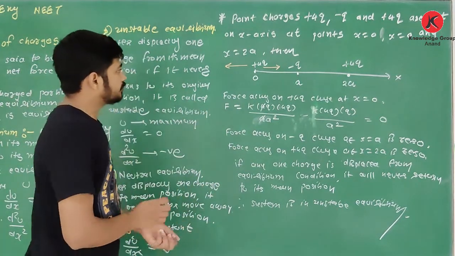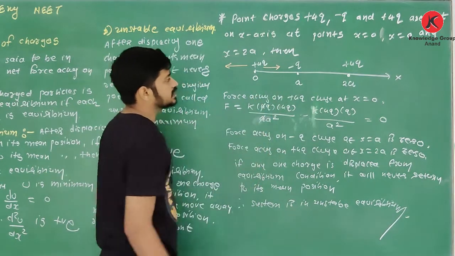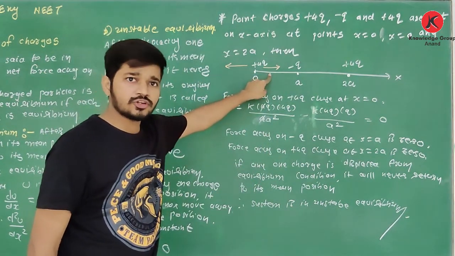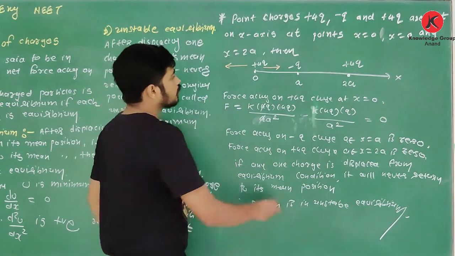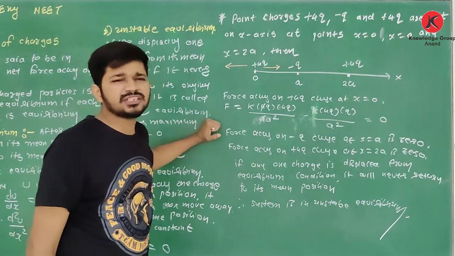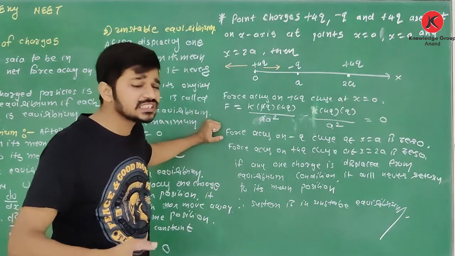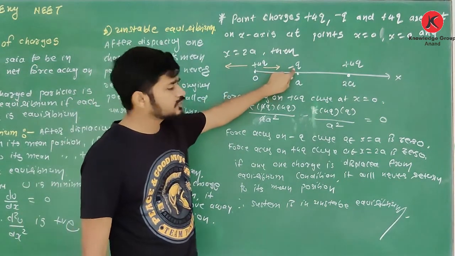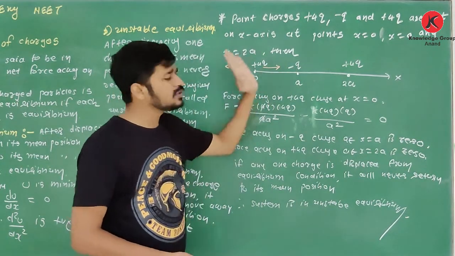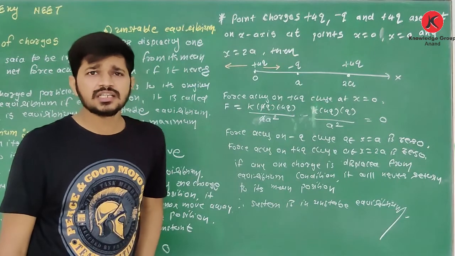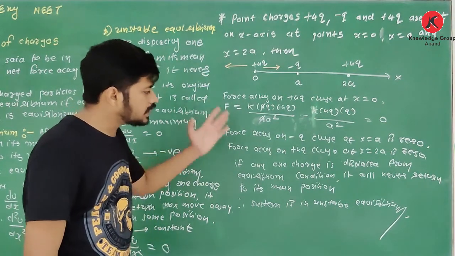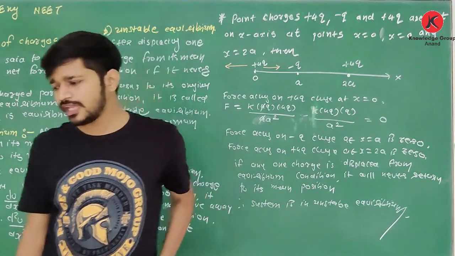Because see, if I decrease this distance, then what happens? Force due to this minus q charge increases as the distance decreases. This charged particle is then accelerated, or it will move towards that minus q charge. Clear about this? So yes, it is unstable equilibrium. Okay, now we will see the next case.